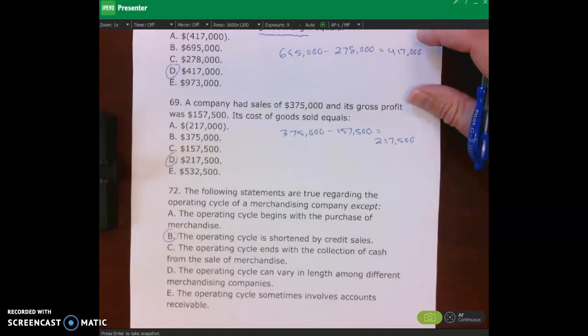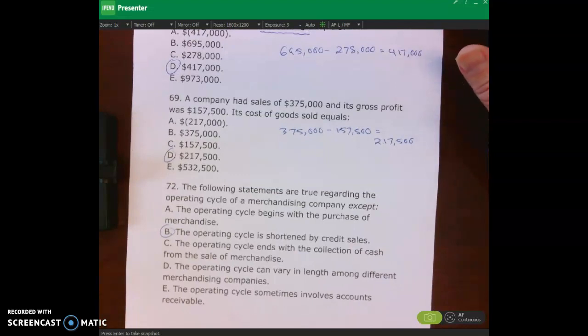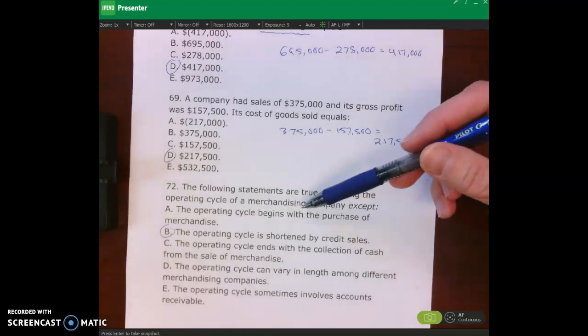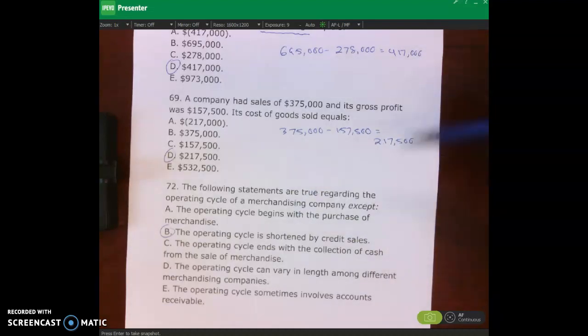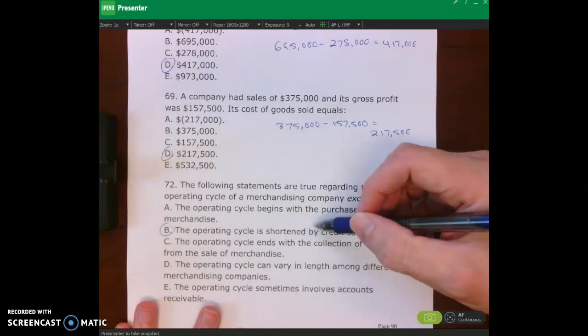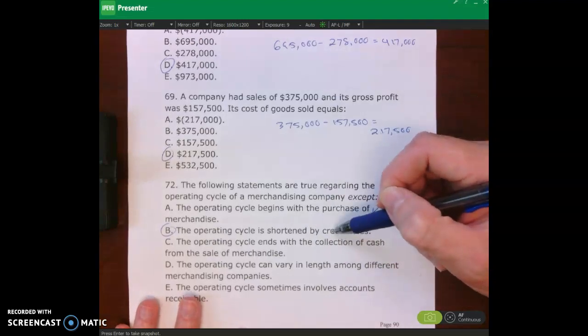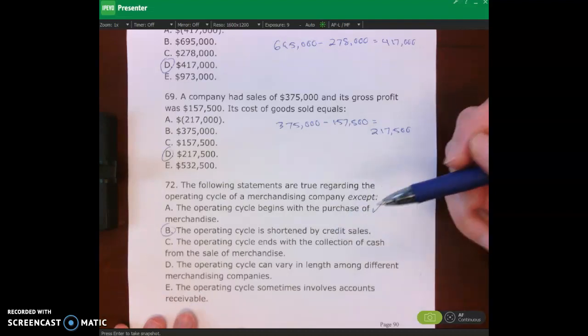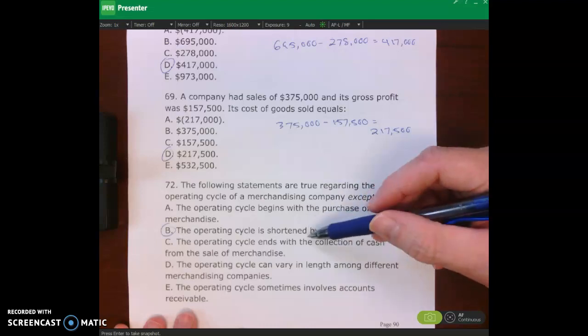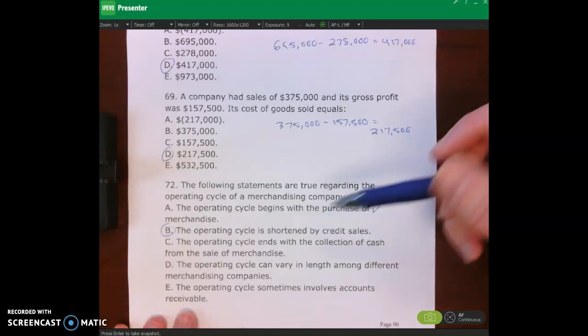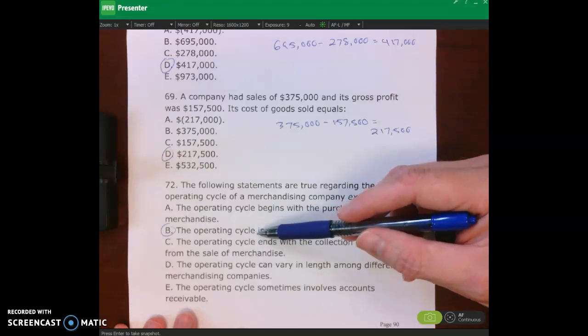Number 72, the following statements are true regarding the operating cycle of a merchandising company, except the operating cycle begins with the purchase of merchandise. That is true. That's what we talked about in the first lecture video. It's shortened by credit sales. No. Think about this. If we had our sales in cash, we don't have to collect on our credit sales. So selling for cash is faster. So it's not shortened by credit sales, it's lengthened by credit sales. Okay? So that's why this is incorrect.